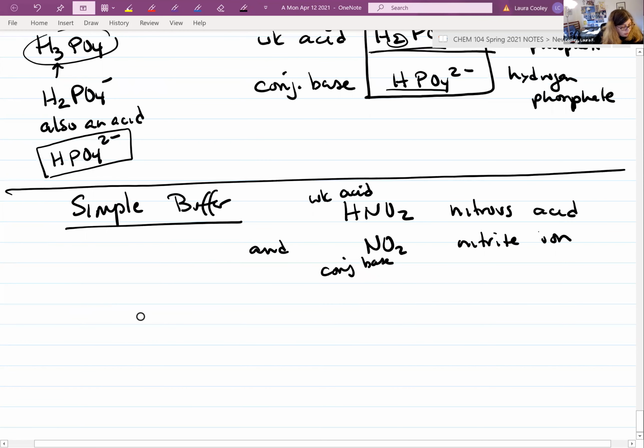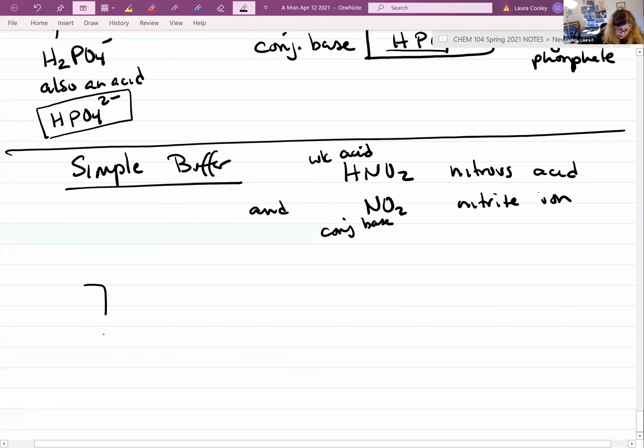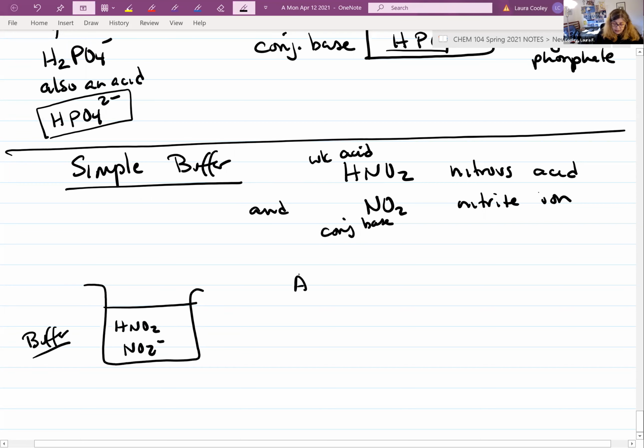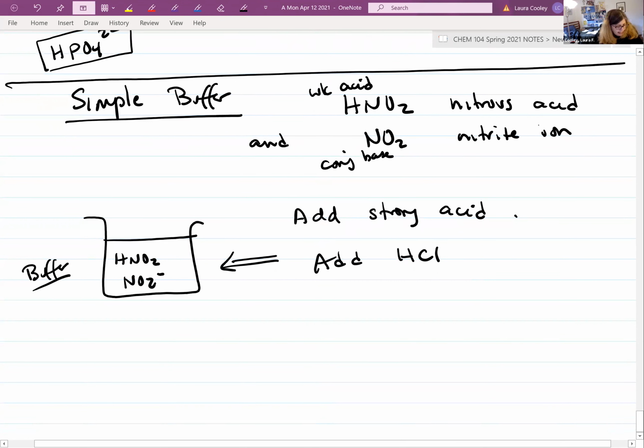So if I have a solution of both of these, so it's therefore a buffer solution, and I have HNO2 and I have NO2 minus, both in this solution. So it's a buffer. And now suppose I add strong acid. So I add HCl. The question is, what is this buffer going to do that's going to resist the change in the pH? So let's ask a really basic question. When you're adding HCl, okay, it's just like adding H3O plus, right? Because you know it's going to instantly dissociate.